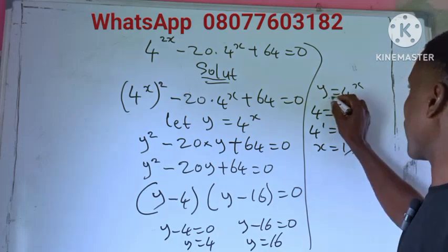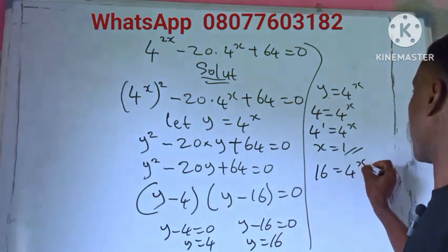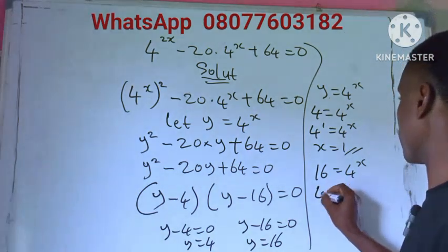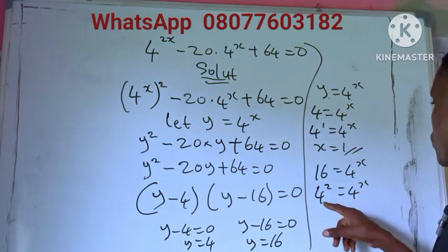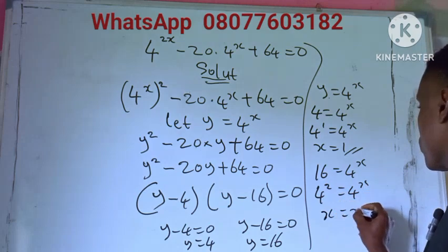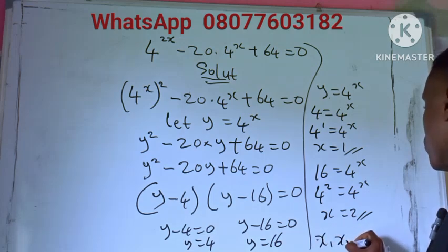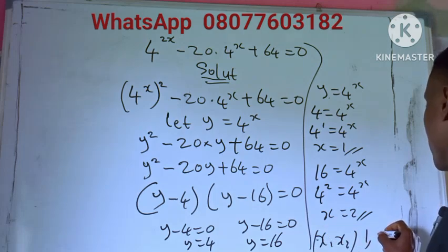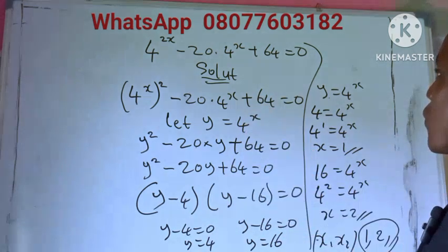From the second one, we have y equal to 4 raised to power x, right? This is the second answer. So 16 equal to 4 raised to power x. So we can change 16 to index form, which is 4 square equal to 4 raised to power x. So we can cancel the bases; this power is equal to this one. So the second answer is x equal to 2. So the two answers, x1 and x2, the first one is 1, while the second is 2. So these are the two answers to this given exponential equation.